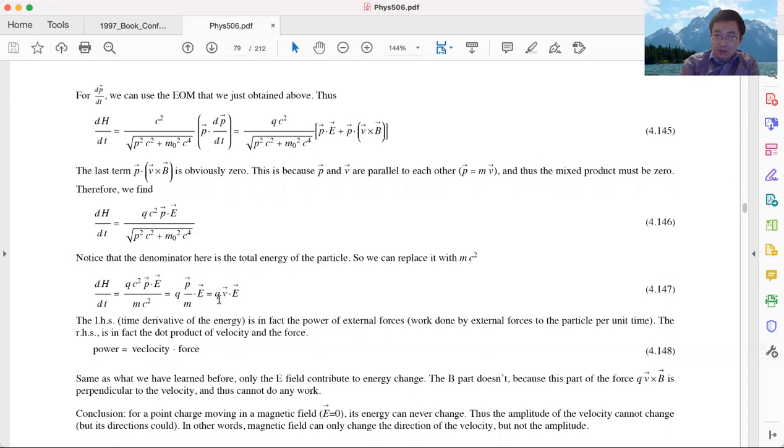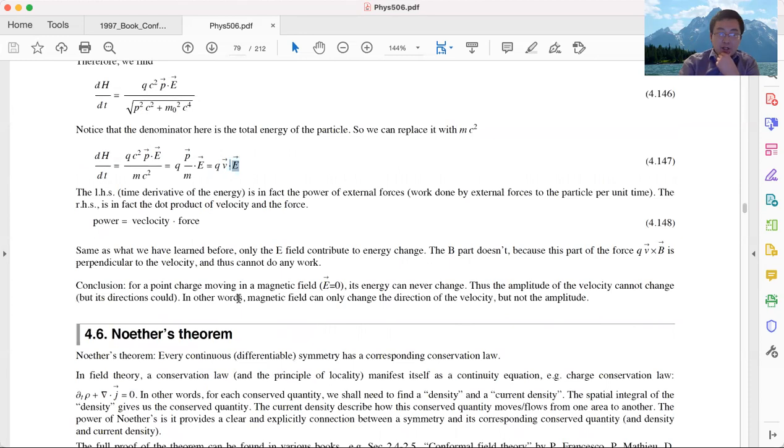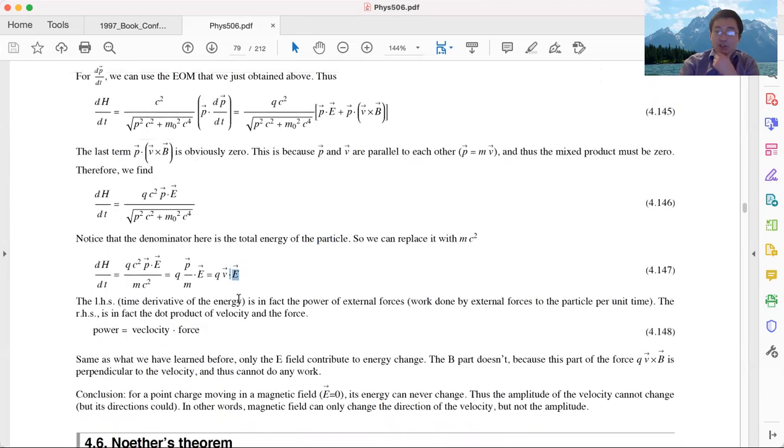And we have velocity here, and we dot with the electric part of the force. We don't have velocity dot the magnetic force, because velocity is perpendicular to magnetic force. So the magnetic part of the force does not have any power. It does not do any work on my charged particle. So as far as the charged particle's energy is concerned, only the electric field part of the force does work and changes energy. That's exactly the same as what we learned in classical EM.